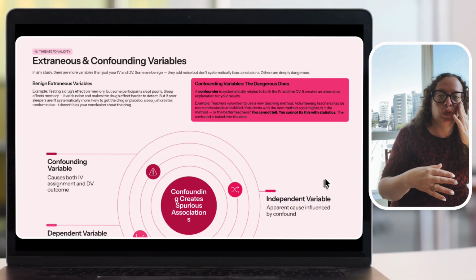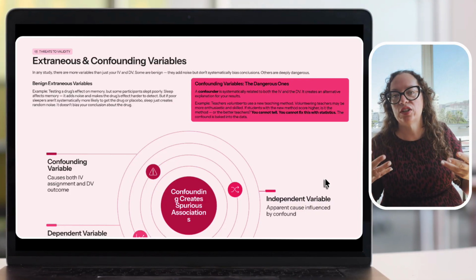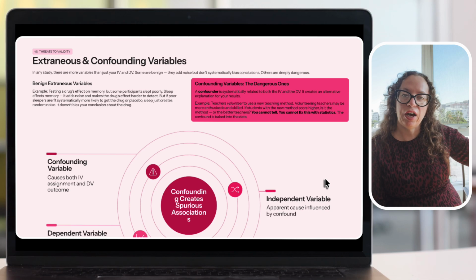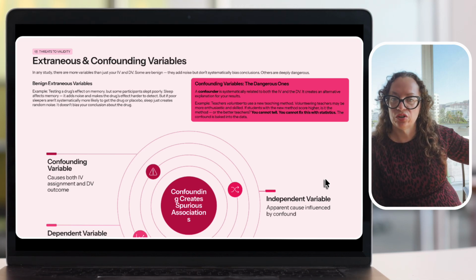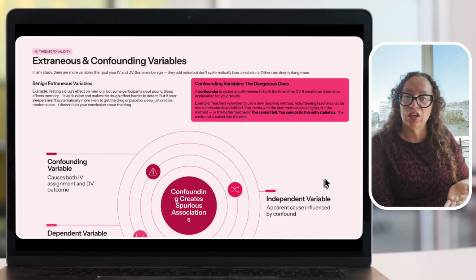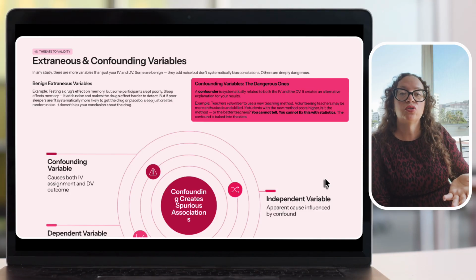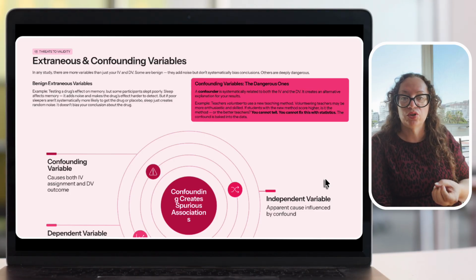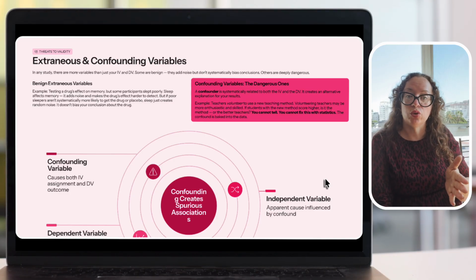So let me be clear about why confounds are so dangerous. They don't just add noise. They systematically bias your conclusions in a particular direction. So with a confound, you might conclude that the teaching method works when actually you just had better teachers. You've reached a false conclusion. You're wrong, and you don't know you're wrong.